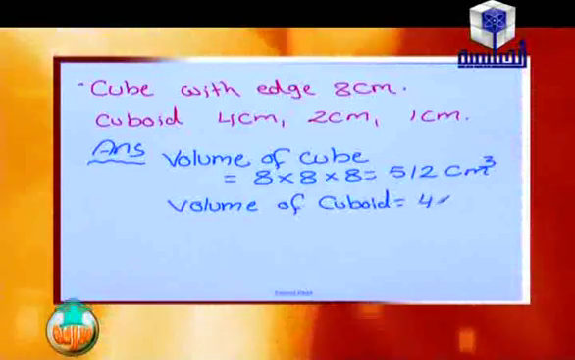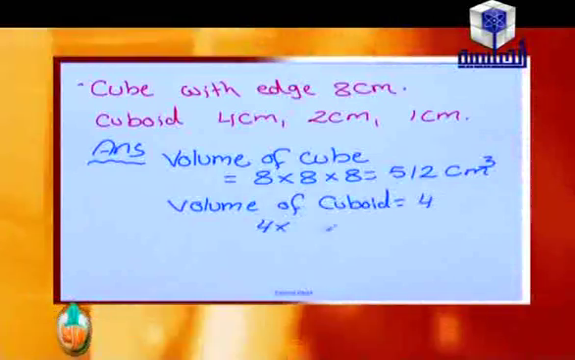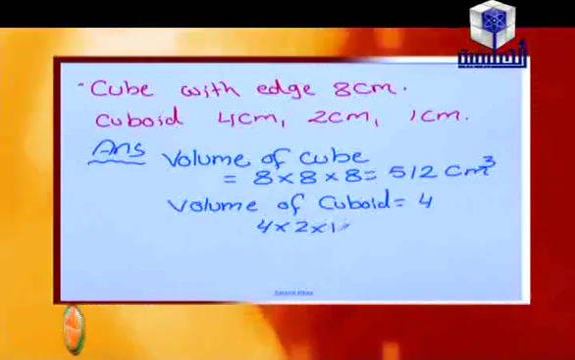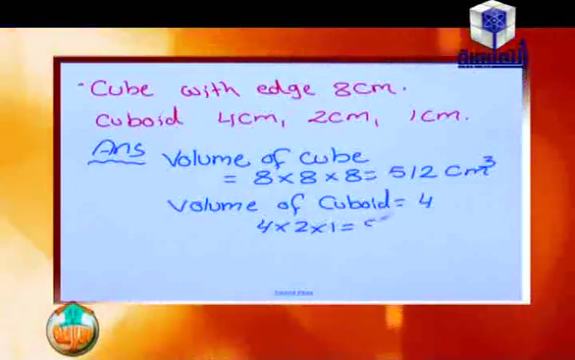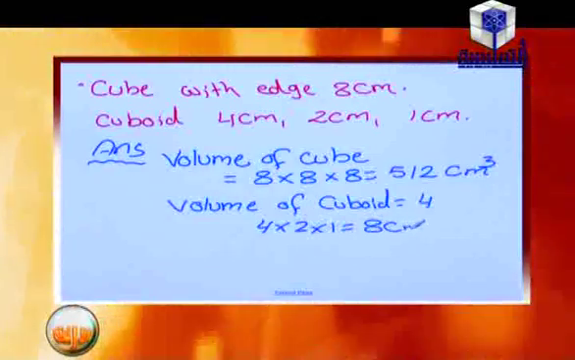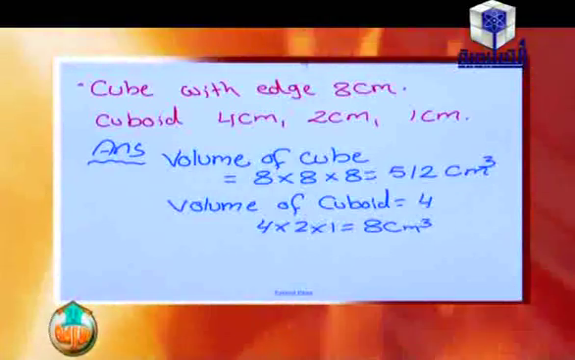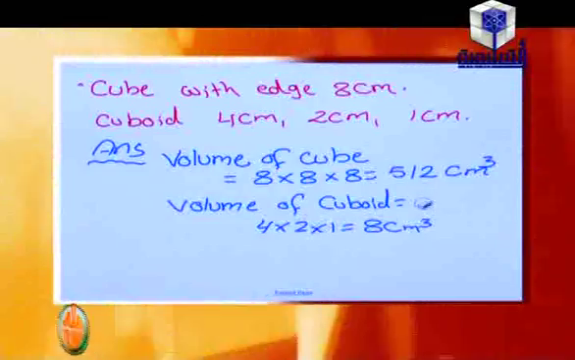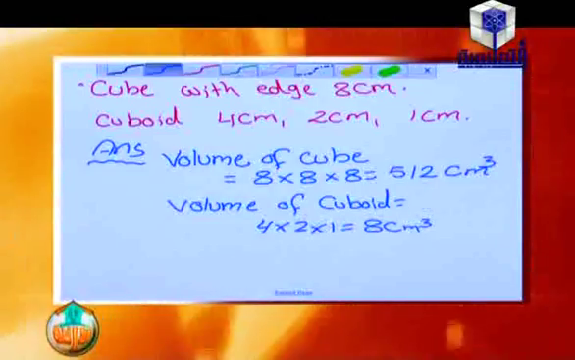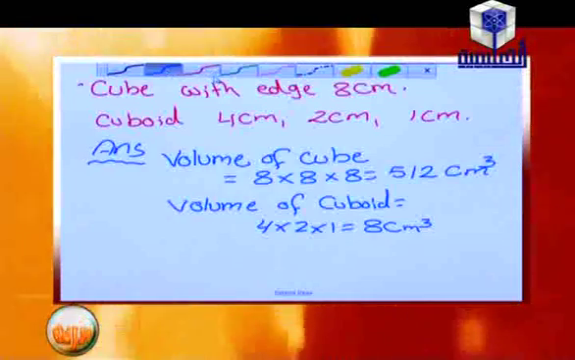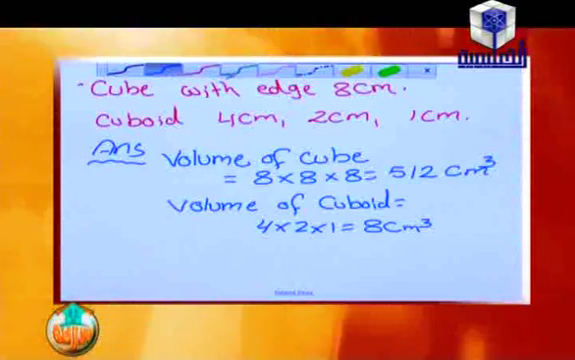Length by width by height. Good. Yes, a product of its 3 dimensions. Multiplied by 2, multiplied by 1. 4 times 2 equals 8 centimeter cube. Then we found here the volume of the cube, which is 512. The volume of the cuboid is 8 centimeter cube.